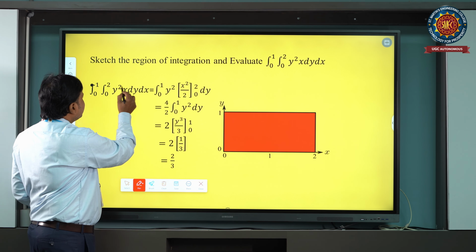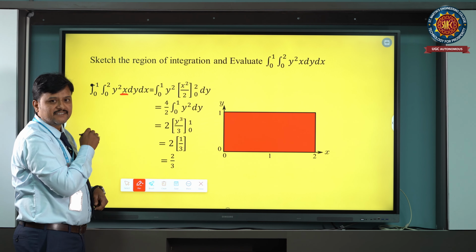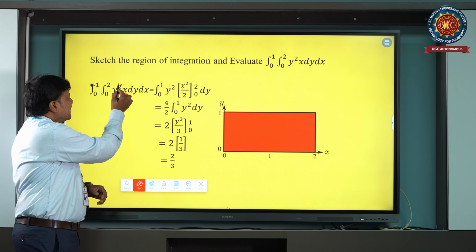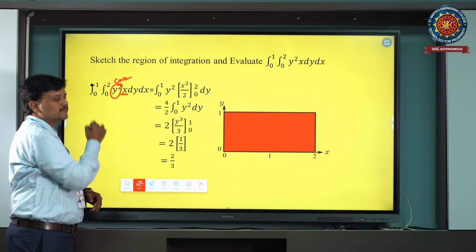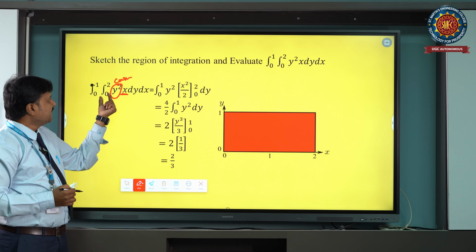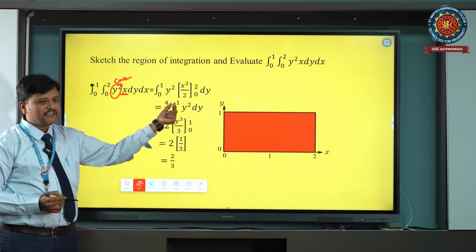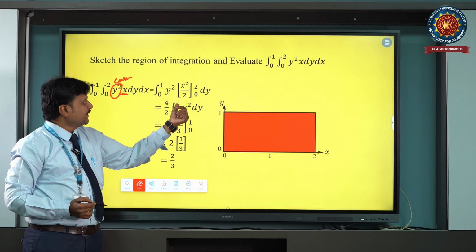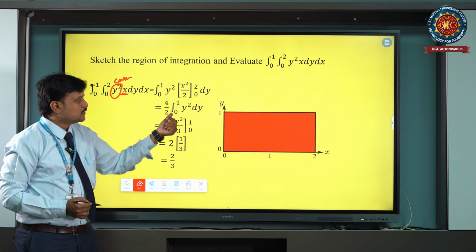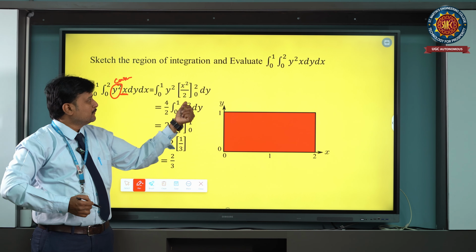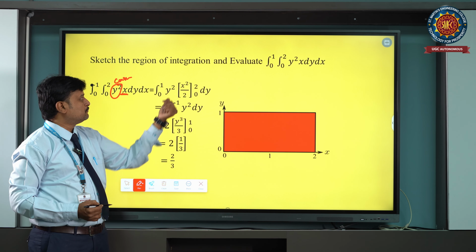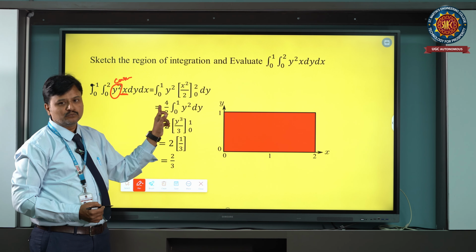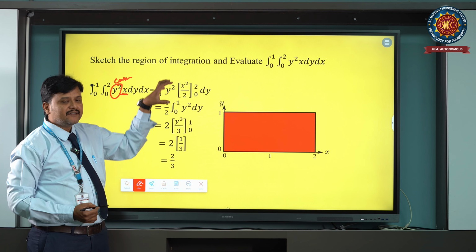While integrating with respect to x, since interior limits belong to x, we first integrate with respect to x. So here y square is treated as a constant. Then we take out y square, and the integral of x dx is x square by 2 between the limits 0 to 2. After finding the integration, we apply the limits. Upper limit is 2, lower limit is 0. Just substitute the limits, upper limit minus lower limit, 2 square minus 0, so 2 square by 2. Taking common 4 by 2, and then the resulting expression.